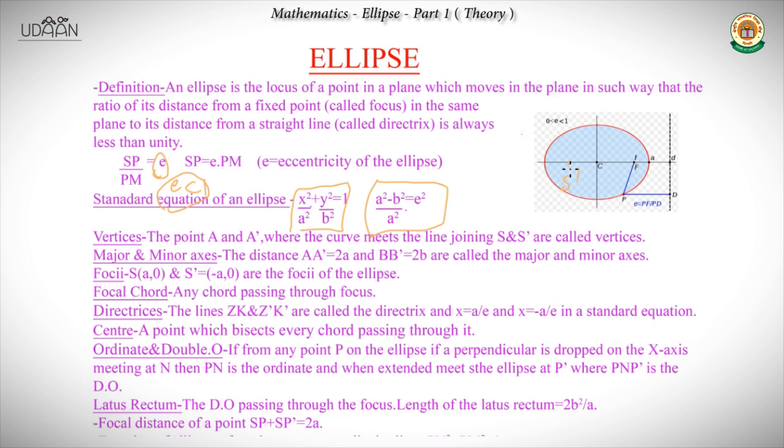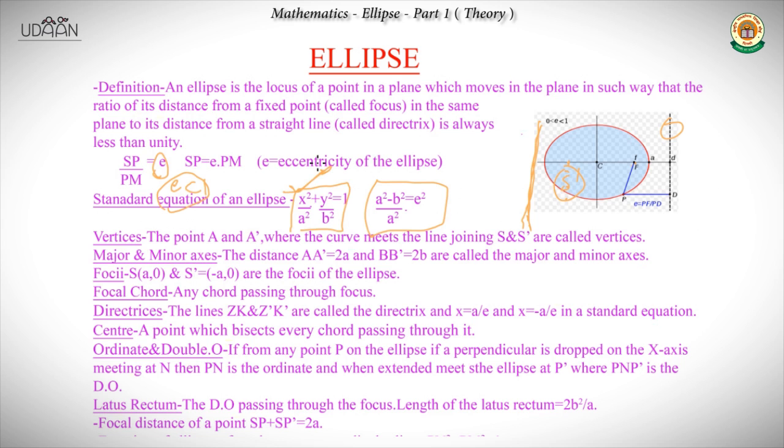And we can derive the equation of the ellipse by taking a focus and its corresponding directrix. We cannot derive the same equation by taking this focus and the other directrix. You cannot do that. So take the focus and its corresponding directrix for deriving the equation.